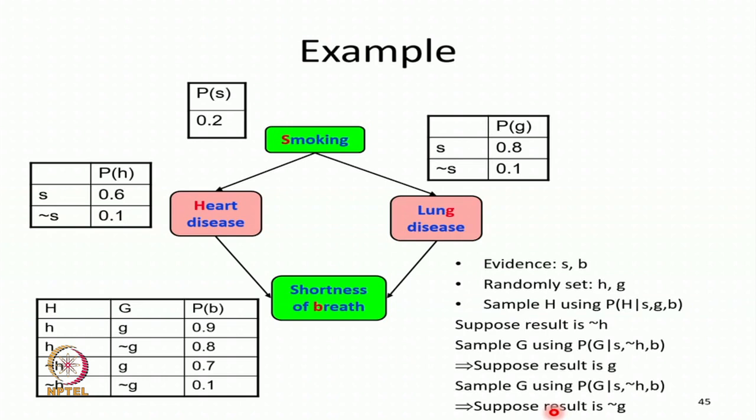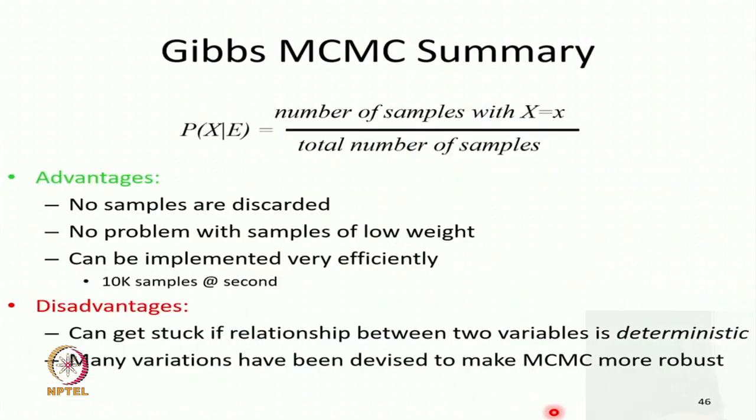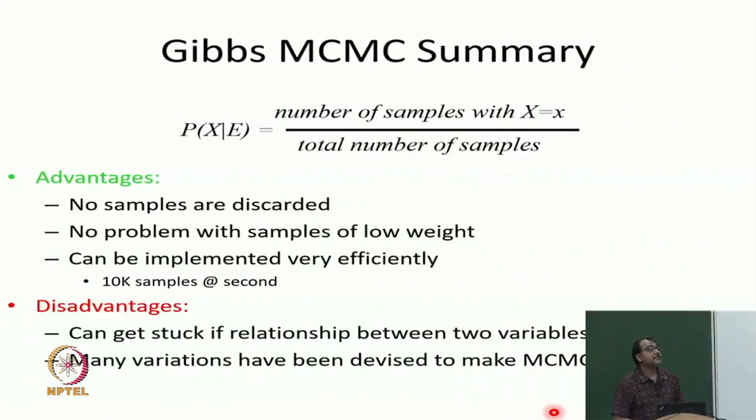In this way I generate lots of samples, and now if I have to estimate the probability of x given E, I will just check in how many samples x was a specific value given the total number of samples, and that is my answer. The beauty of the Gibbs sampling algorithm is that no samples are discarded, just like likelihood weighting, but there is no problem with low weight because I am always sampling given the evidence. I am not sampling from the prior distribution, I am sampling from the posterior distribution.